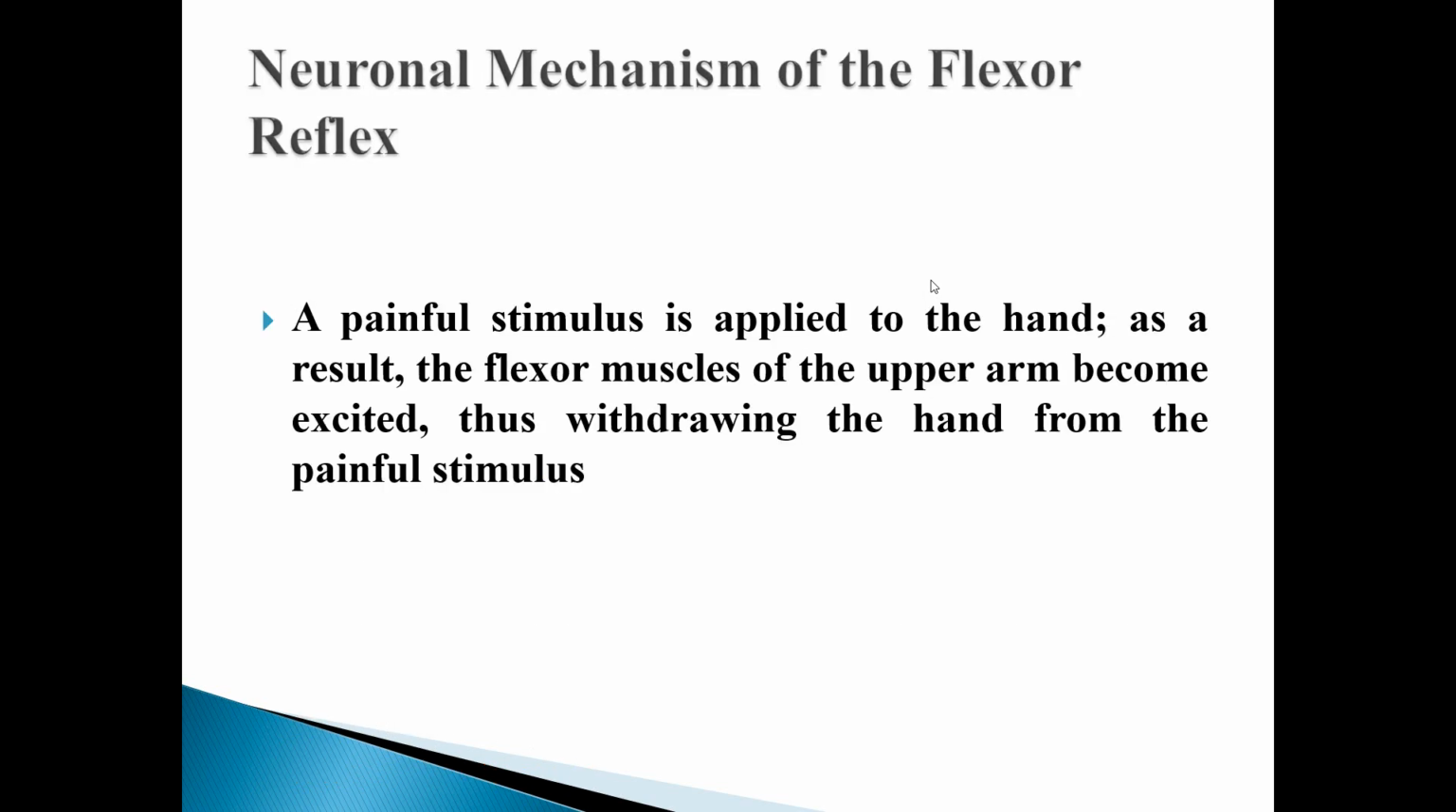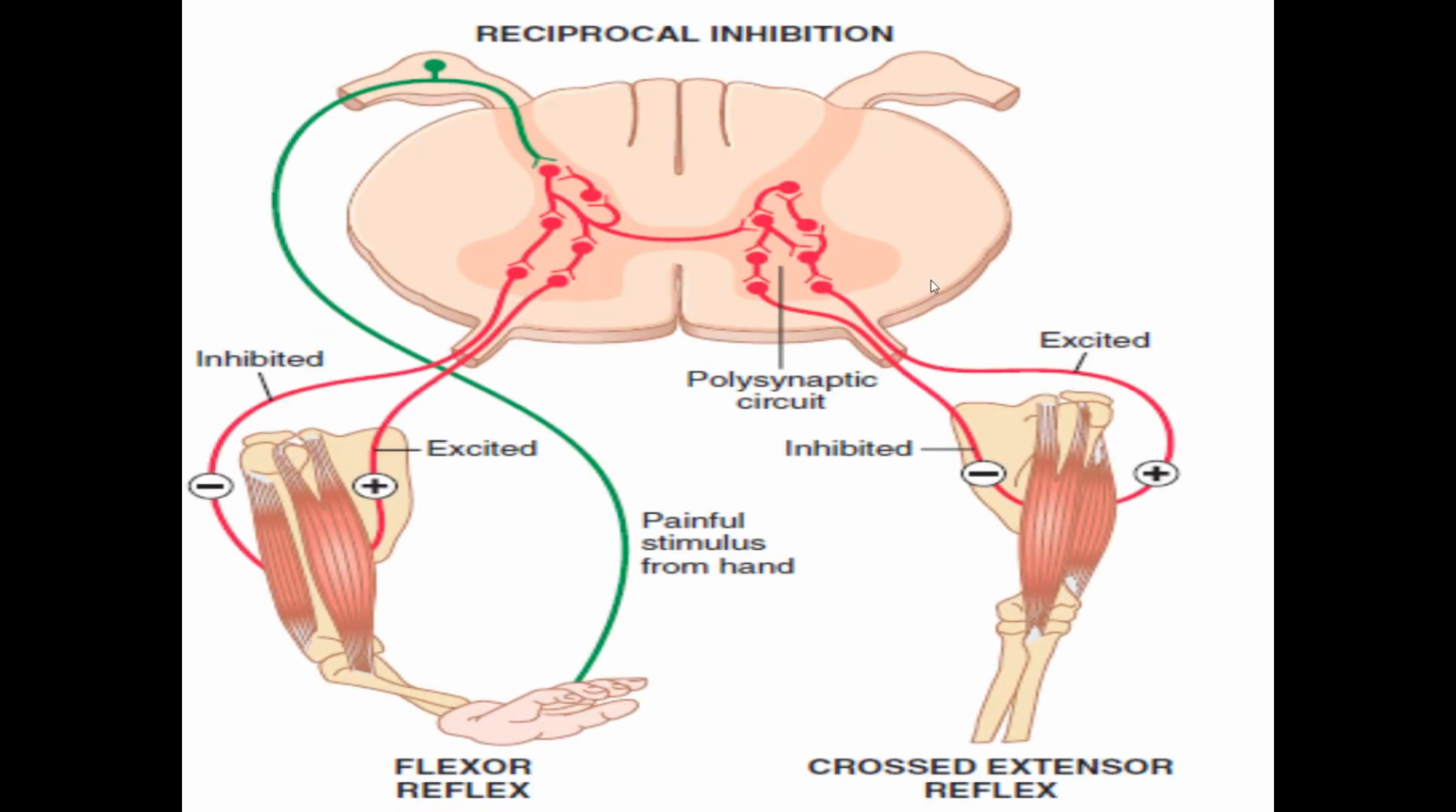Then we have the neuronal mechanism of the flexor reflex. The neuronal mechanism is that a painful stimulus is applied to the hand. As a result, the flexor muscles of the upper arm become excited and lead to withdrawal of the hand from the painful stimulus. You can see what are the pathways which are leading to flexor reflex and what are the pathways which are leading to the crossed extensor reflex. You can see that there is presence of reciprocal inhibition.